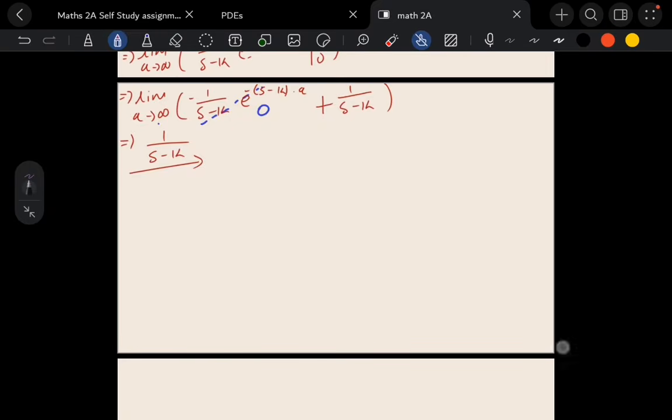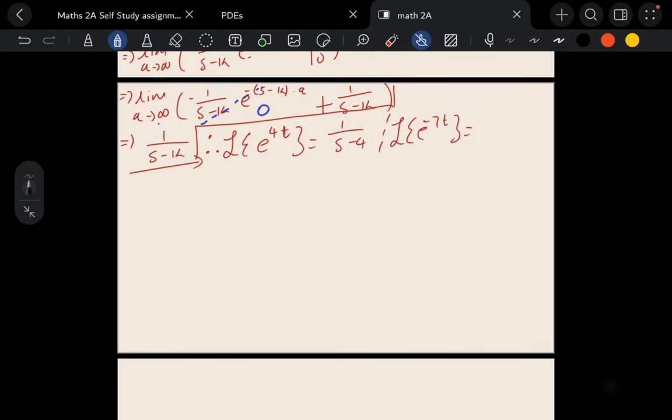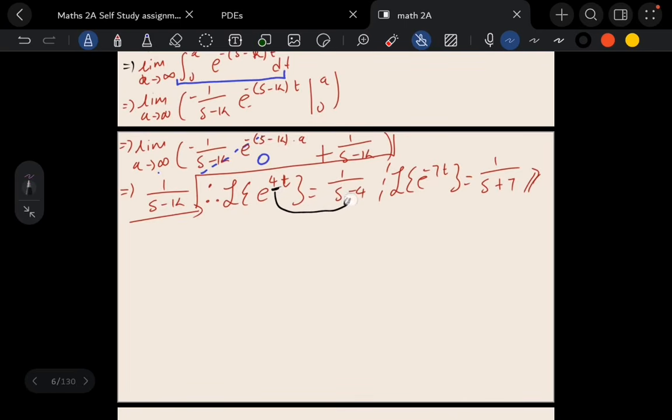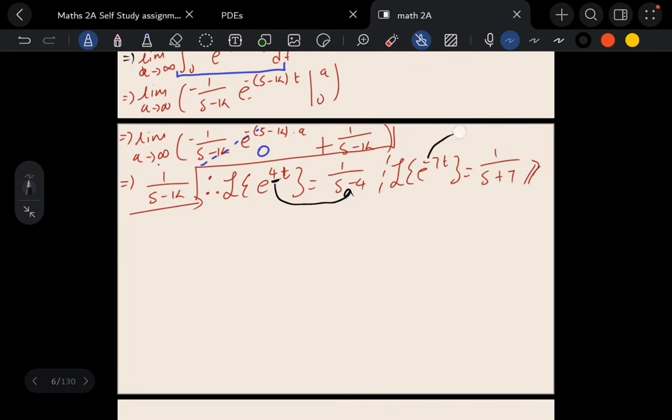Right. An example will be that the Laplace transform of e to the power 4t is always 1 over s minus 4. The Laplace transform of e to the power negative 7t is going to be 1 over s plus 7. Just keep that in mind. When the exponent is positive, here I'm going to get a negative. When the exponent is negative, here I'm going to get a positive.